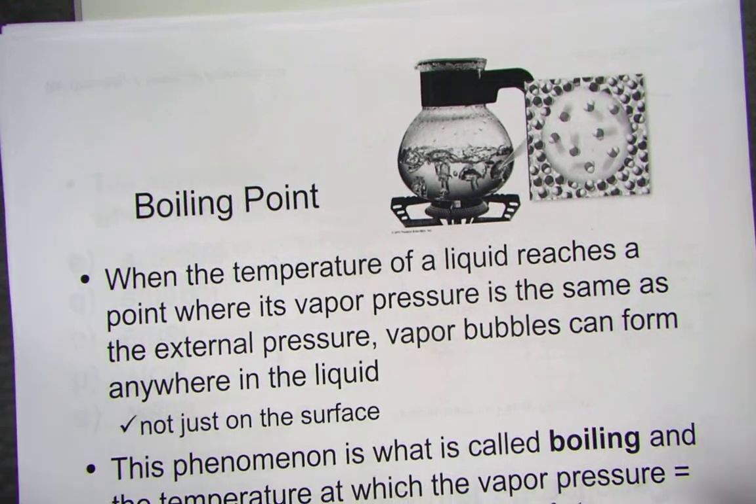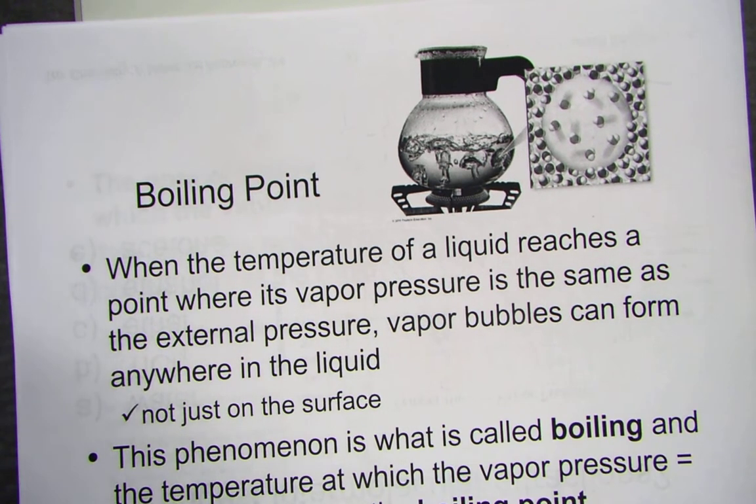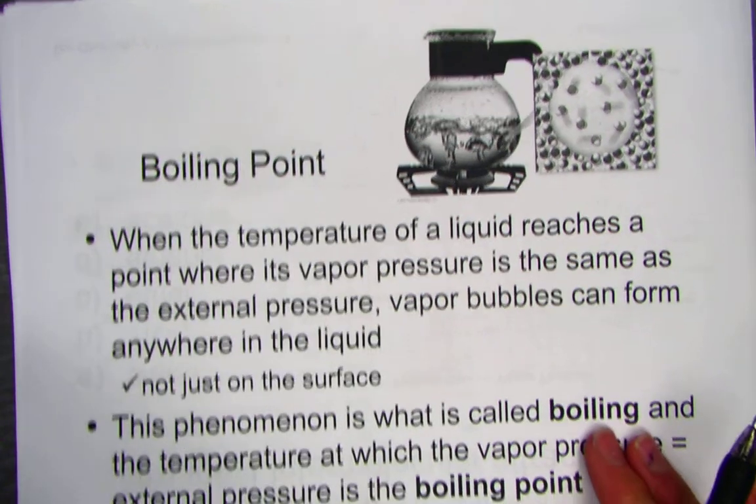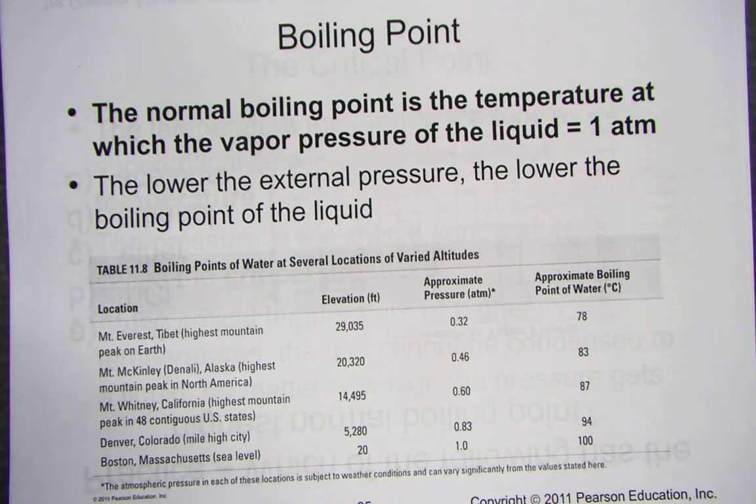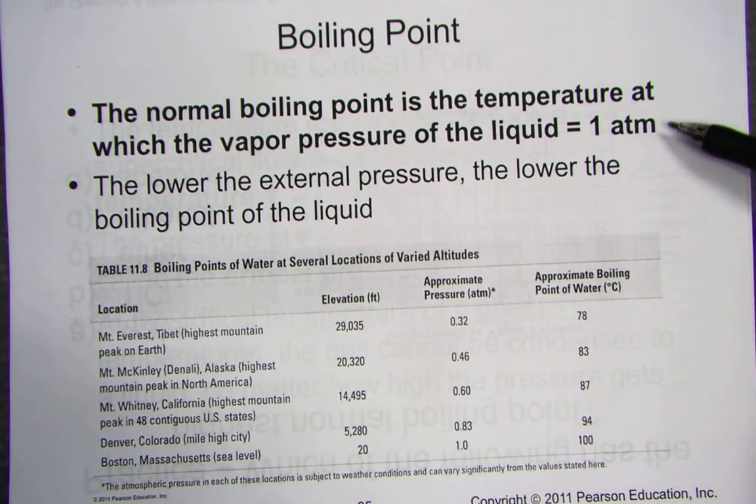So the very term boiling point: when the temperature of a liquid reaches a point where its vapor pressure is the same as the external pressure, we're going to start seeing it bubble, and not just at the surface, but a full rumble. That phenomenon is what we call boiling, and the temperature at which the vapor pressure equals the external pressure, which is atmospheric pressure, is known as the boiling point. The term normal boiling point is at standard pressure, 1 atmosphere, 760 millimeters of mercury, or 101.3 kilopascals.